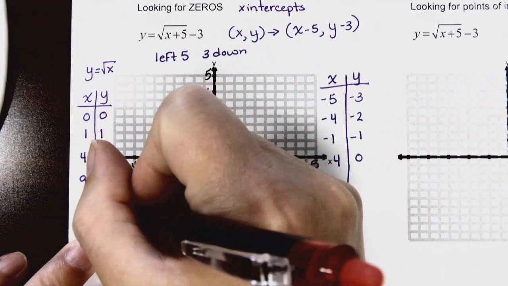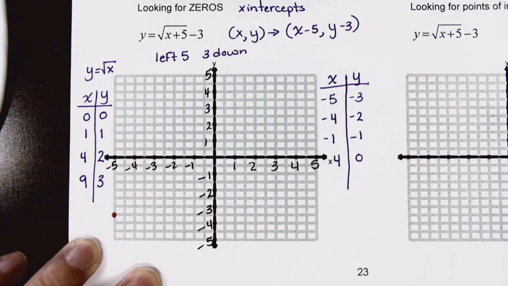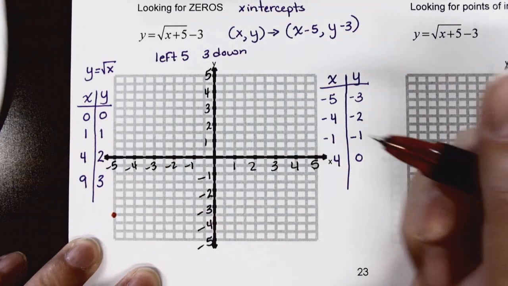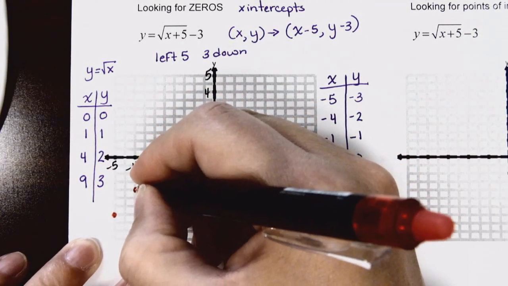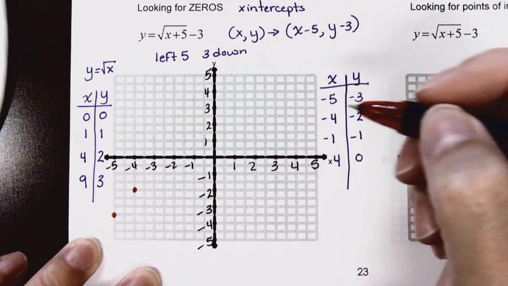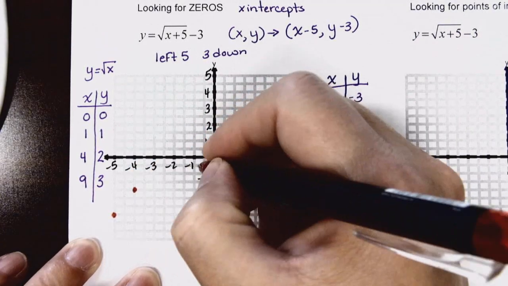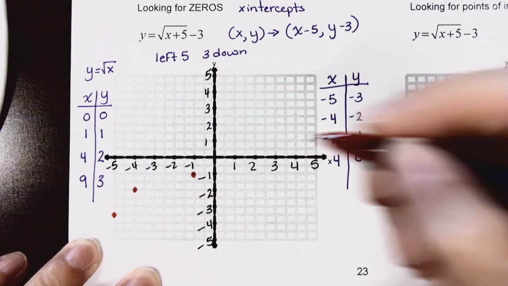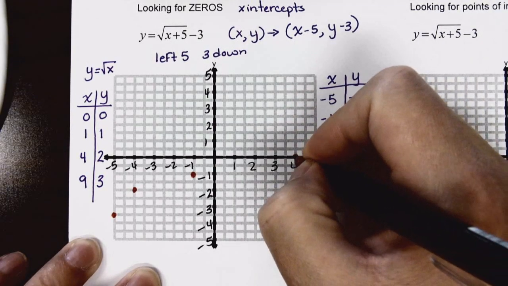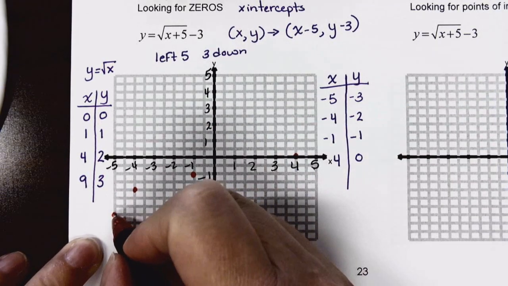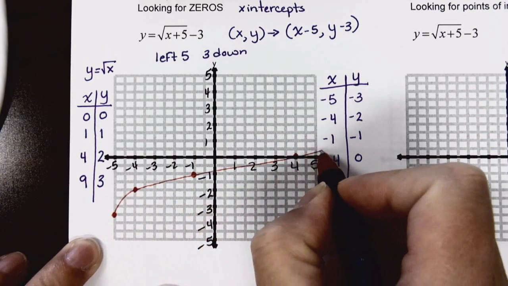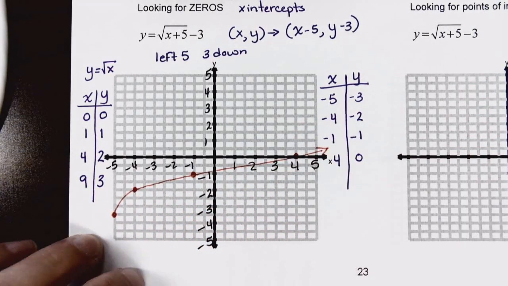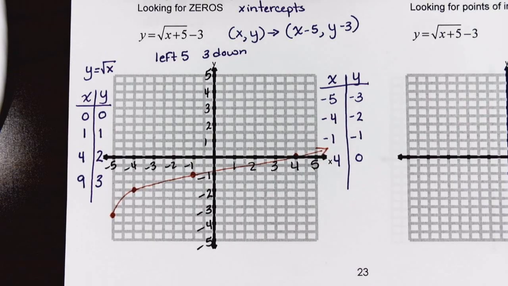So this transformed point will also not have an arrow on it. So we're going to be at -5, -3. And then -4, -2. And then -1, -1. So a small bubble between the first two. And I'm going to have an arrow on that end. Ooh, that's probably my best radical graph yet.